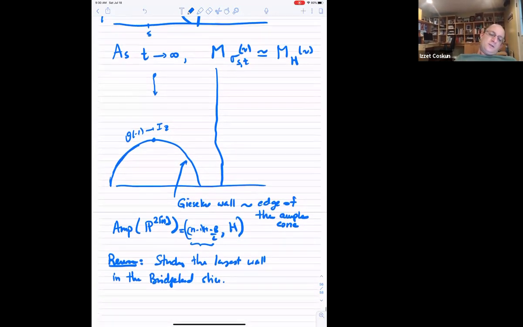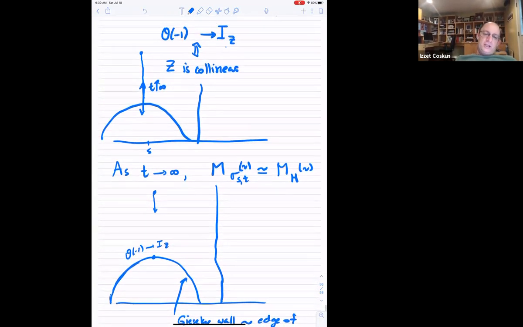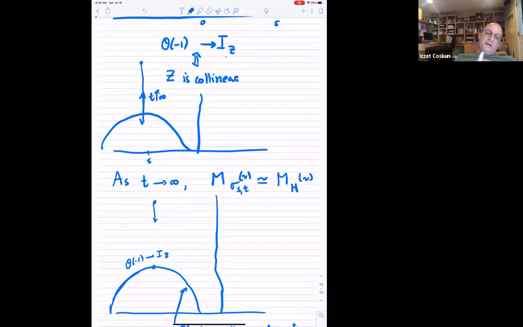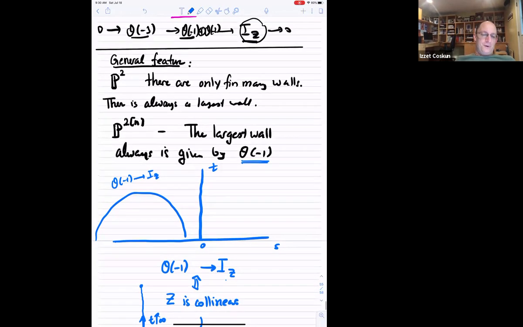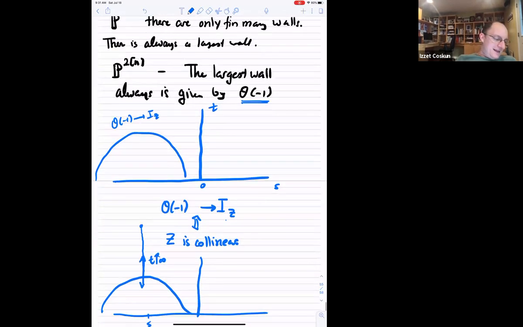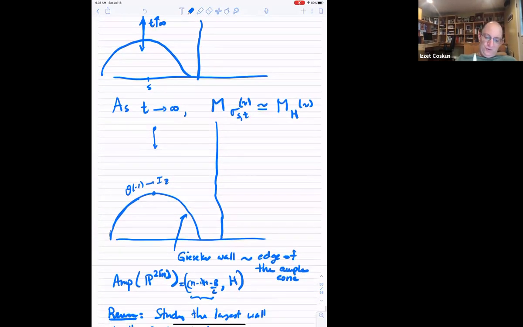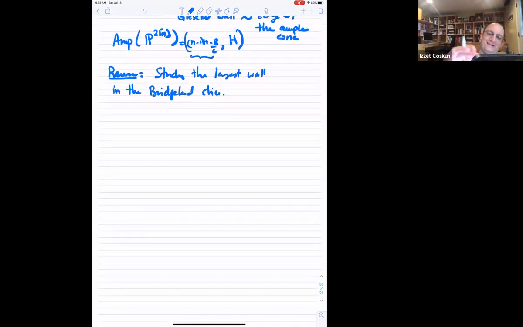All right, so these are some of the general features of this picture, but let's keep going. Let's do one more example, okay? Maybe the next example that I want to do is 3 points. Why not?